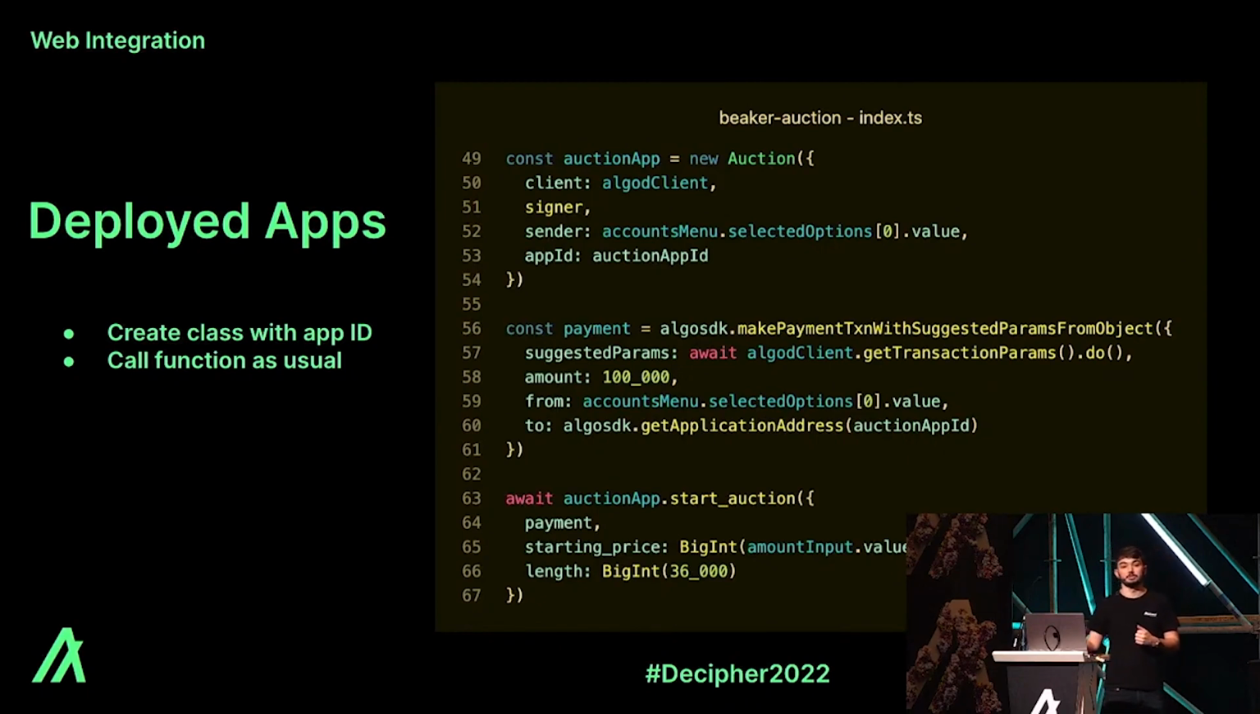And then, much like we saw in our PyTest, we're forming a transaction and then passing that as an argument, and then passing in our arguments to this start auction function. The nice thing here is that you can see that the auction class is aware of what those arguments are. It's aware of what those types are. It's all auto-generated TypeScript that provides that sort of seamless experience of interacting with a smart contract like it's a regular JavaScript library. And that's the real value of this application client here.